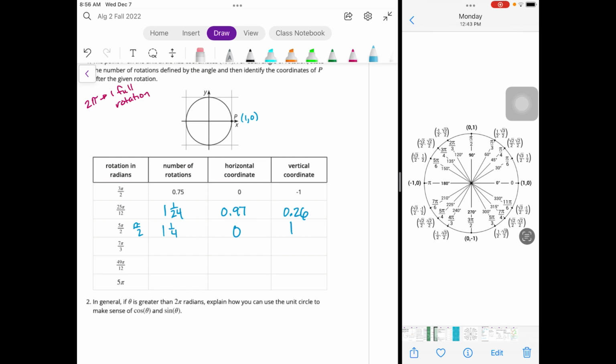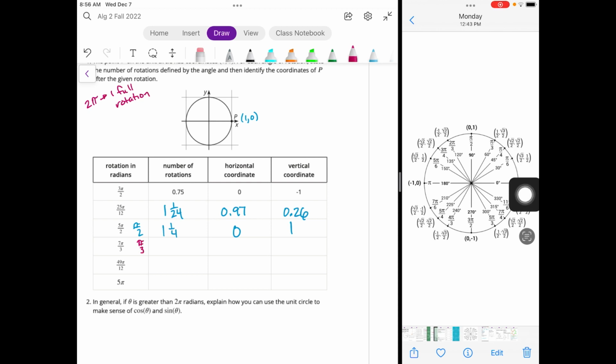All right, then we're doing 7 pi over 3. So here we go up to 1 pi over 3, 2 pi over 3, 3 pi over 3, 4 pi over 3, and you can see that right here. 5 pi over 3, 2 pi is the same thing as 6 pi over 3, so then 7 pi over 3 is the same thing as pi over 3.